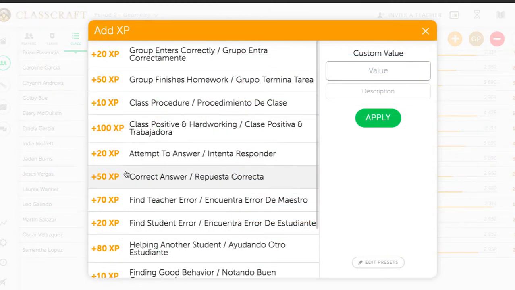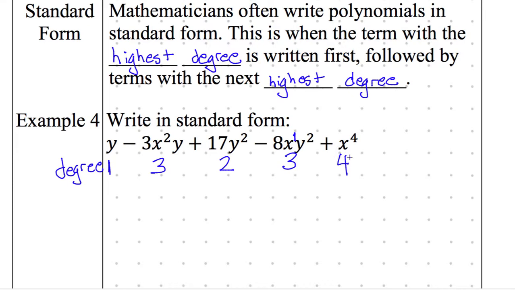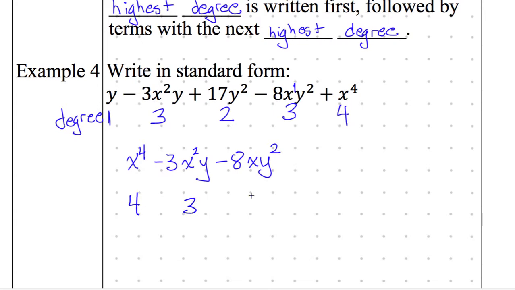All right, now, in order to write this in standard form, I write it from greatest to least. The greatest degree is this one, so I'm going to rewrite x to the power 4. The next greatest degree, well, I have 2 degree 3's. It doesn't matter the order. I can now write either this term or this term. Both are fine. So I'm just going to do minus 3x squared y minus 8xy squared. It didn't matter which degree we did. We went 4, 3, 3, then I'm going to go 2, 1. 2 is going to be 17y squared, and then 1 is going to be y. This was 2, then 1.